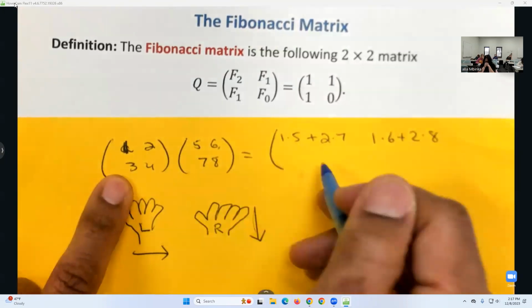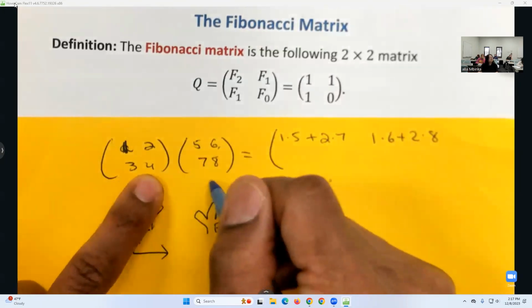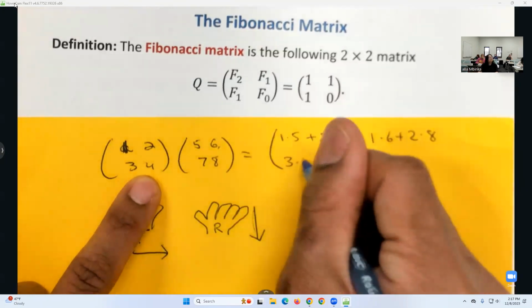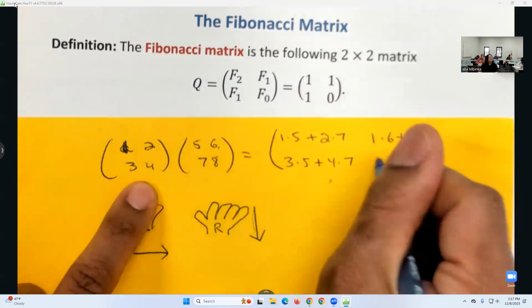Our next entry in the bottom row, we go to the bottom row of the left matrix, first column of the right matrix, 3 times 5 plus 4 times 7. And then lastly, 3 times 6 plus 4 times 8.